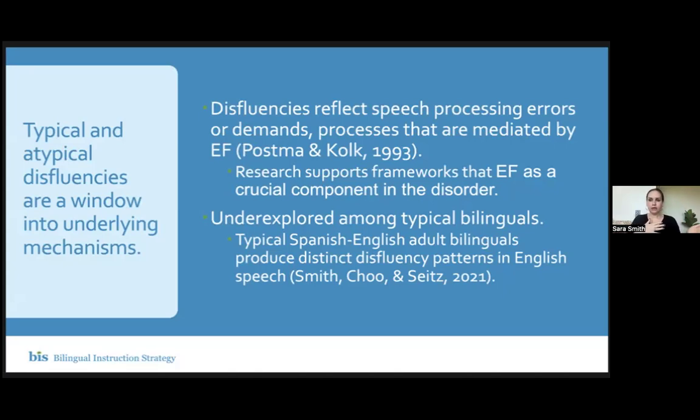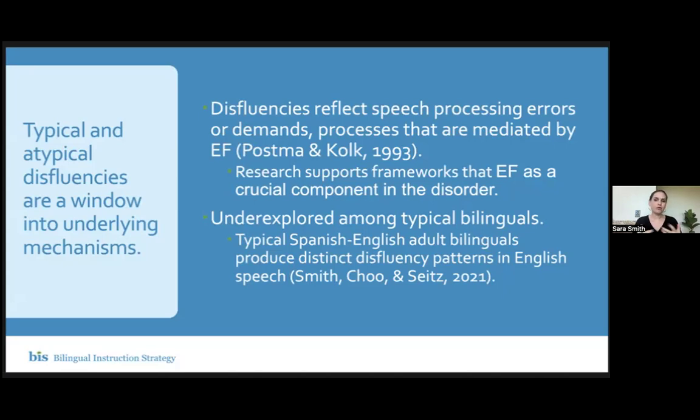But my own work with my colleagues, we have some findings that support this, but we're also raising some questions about this. Our research revealed that, in particular, Spanish English adult bilinguals produce not just more disfluencies, they actually produce distinct disfluency patterns, and these patterns align with common features and patterns of speech in Spanish. So when we just say, oh, more disfluencies, it's more complex than that. We actually see more mazes, which are fragments of an utterance, and more syllable repetitions than English monolingual speakers. And these are patterns that are actually more common in Spanish than they are in English.